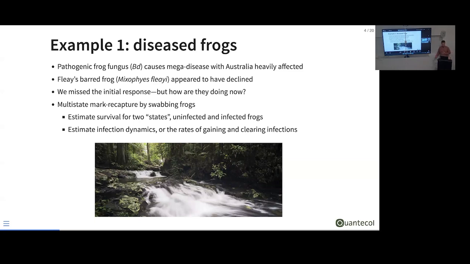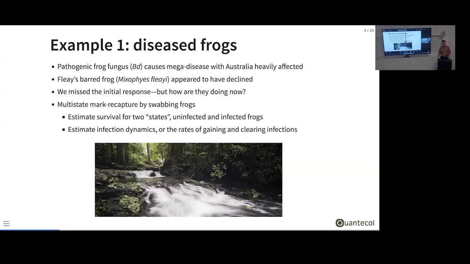So the main part of my PhD was to investigate the effect of chytrid on these frogs. And the method I used for that was multi-state mark recapture. And we were identifying the disease in the frogs using swabs.